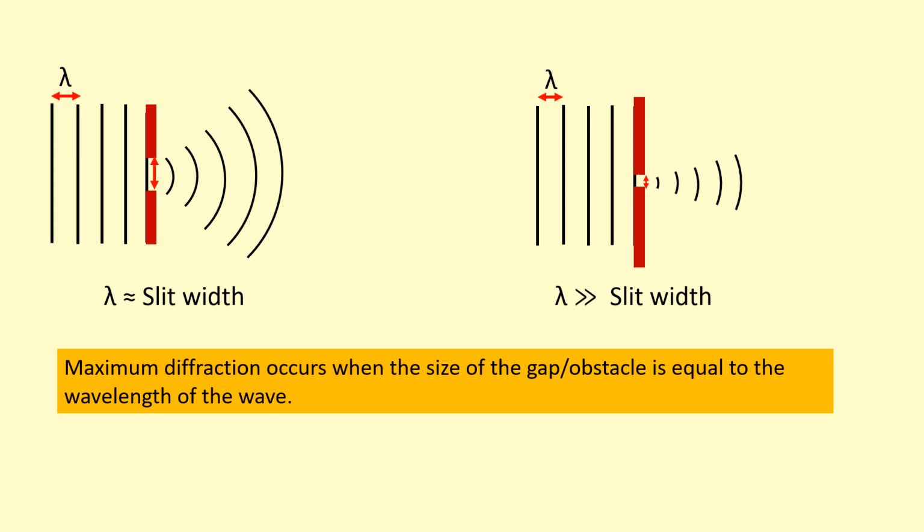Okay, in this image, the gap size is much smaller than the wavelength, so the diffraction taking place is not as large. Also, the amount of waves going through is much less, so the intensity on the other end would be much lower.